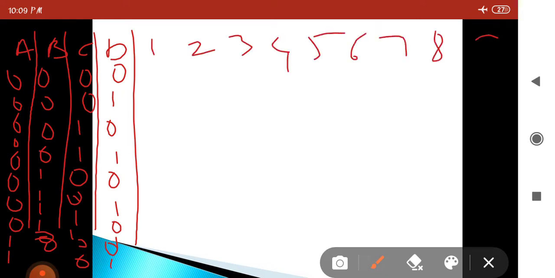Yes, 0 1 0 1 0 1 0 1 0 1. These are the numbers. Can we write it like that? 1 2 3 4 5 6 7 8 9 and 0. These are the numbers. This is 0 is activated.